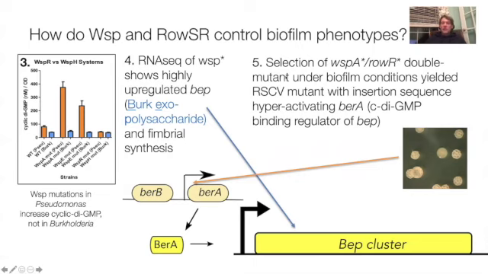fimbrial biosynthesis. We then selected WISP-A Rho-R double mutants under biofilm conditions, which created a new RSCV mutant, which had insertion sequences that hyperactivated another gene called BurA, which is a cyclic diGMP binding transcriptional regulator that activates the BEP cluster. And so the insertion sequence inserted right here.